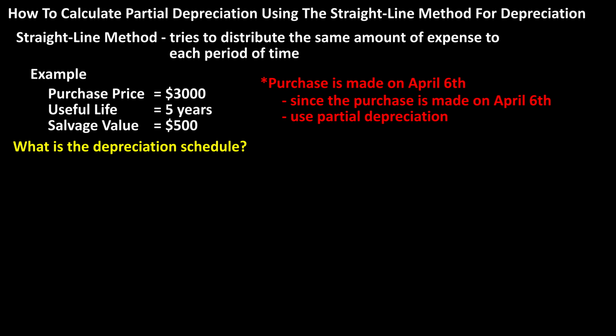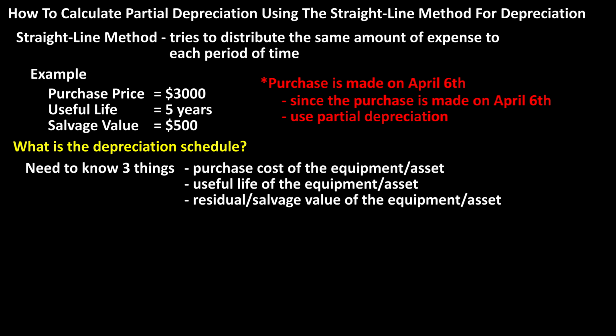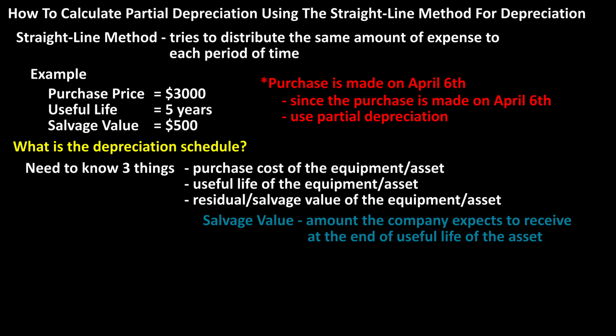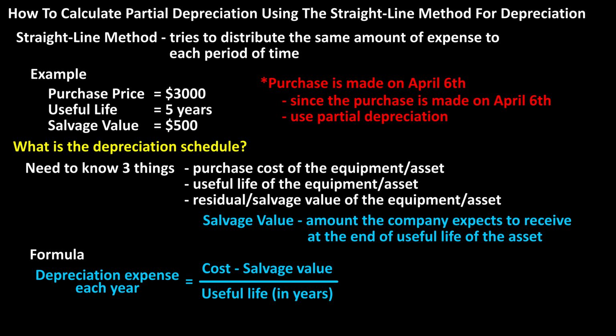Since the purchase is not made at the beginning of the year, we're going to have to use depreciation for partial years for the depreciation schedule. To do this, we must know 3 things: the purchase cost of the equipment or asset, the useful life of the equipment or asset, and the residual or salvage value of the asset. Salvage value is the amount the company expects to receive at the end of the useful life of the equipment or asset. The formula for depreciation expense for the straight line method is depreciation expense each year equals the cost minus the residual or salvage value divided by the useful life in years.